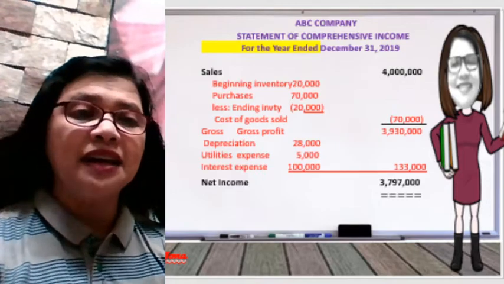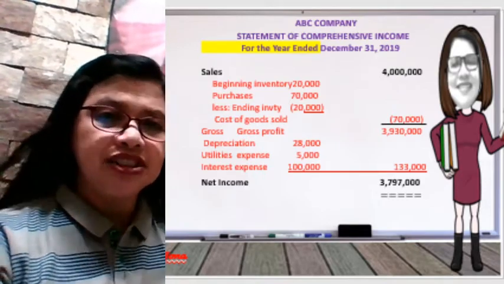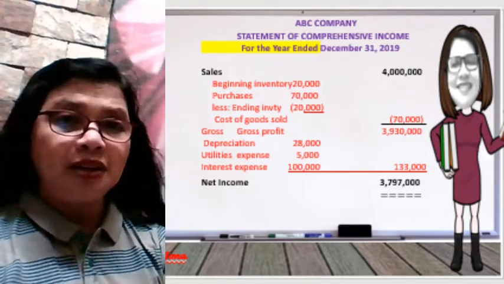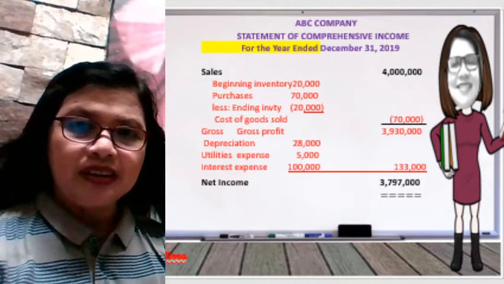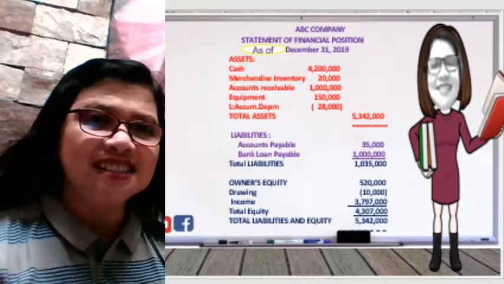3,797,000 net income. Again, we always prepare the income statement ahead of the balance sheet because we need the figure of the net income for your equity account later on. Okay, now we have the balance sheet.